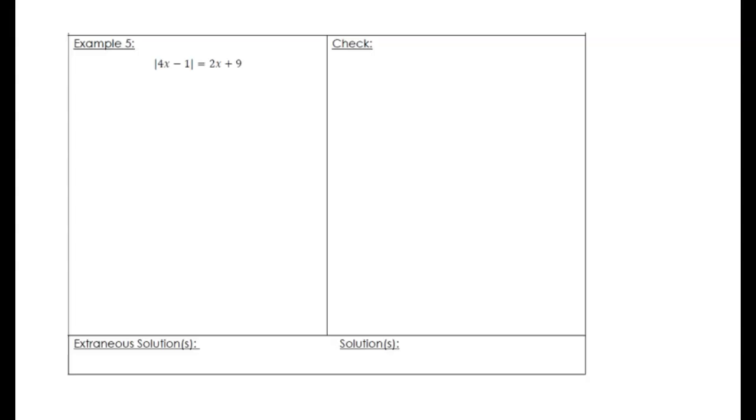we have example 5. Example 5, the absolute value is already isolated. There's no extra number here or a plus or minus a constant here. So I'm going to go right to writing my two equations.